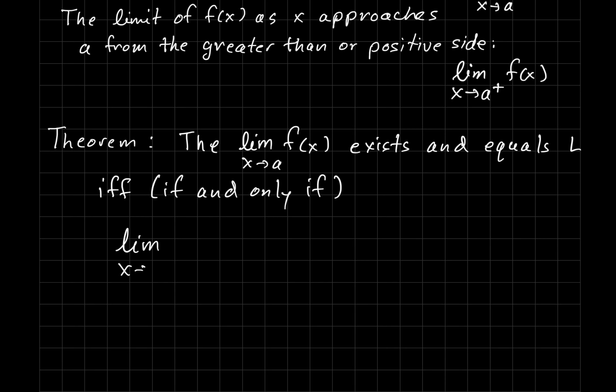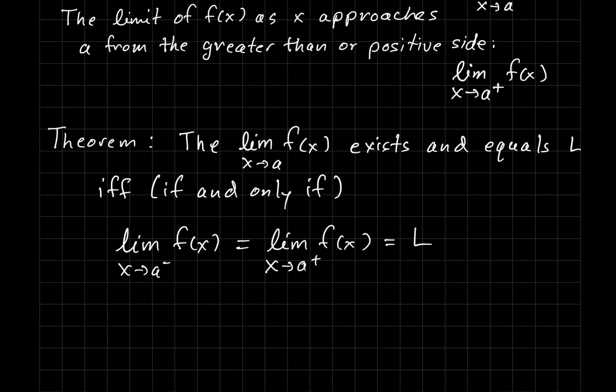the limit from the less than side equals the limit from the greater than side, where they both equal that value L. So the idea is when we get really close to an x value from both sides, are we getting close to the same y value from both sides?